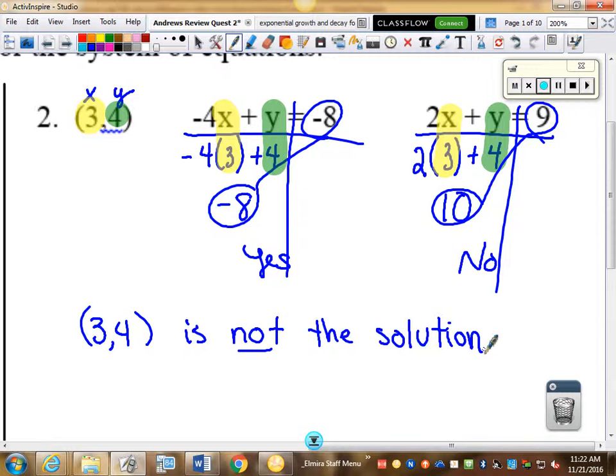Now just as an FYI, let's say I had answered this first as a no. I wouldn't need to bother doing the second one because it wouldn't matter whether it was a yes or no. As soon as you have one no, it's not a solution.